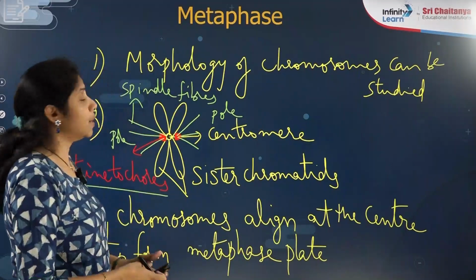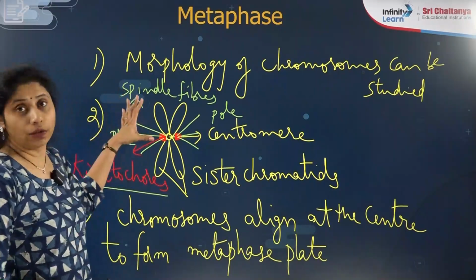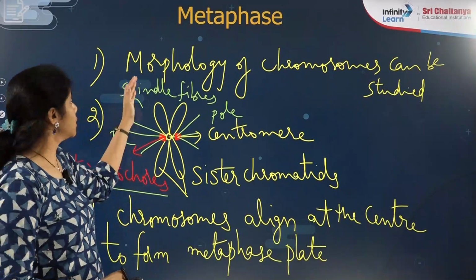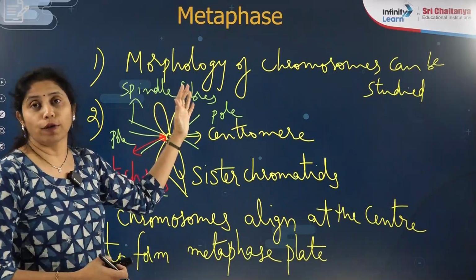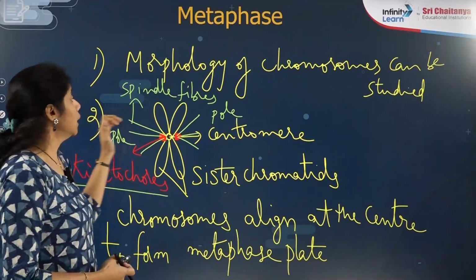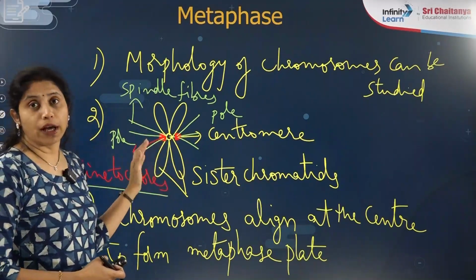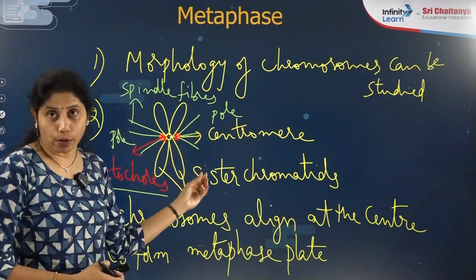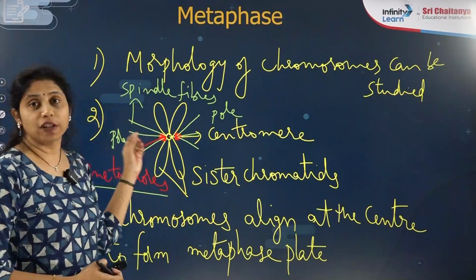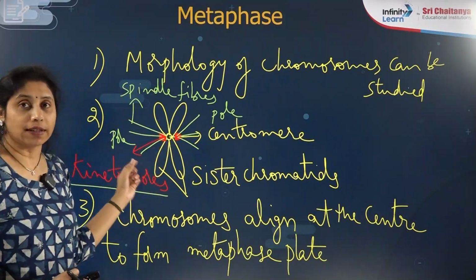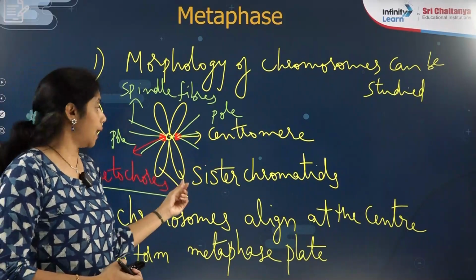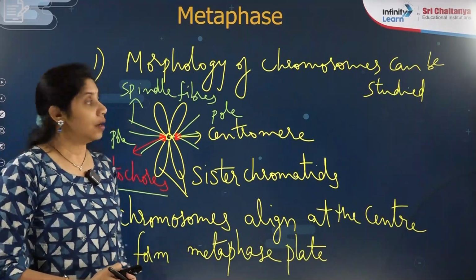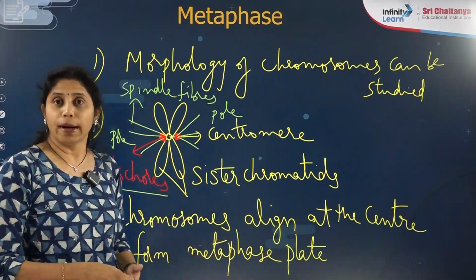So these are the major events. The condensation would have been completed in the beginning of the metaphase only, and we can study the structure and morphology of the chromosome clearly in this phase. Then each chromosome will be connected to the spindle fibers from both the poles to the kinetochores. And with the help of the spindle fibers, all the chromosomes of a cell will be aligned on the equator to form the metaphase plate or equatorial plate. These are the major events of the metaphase.